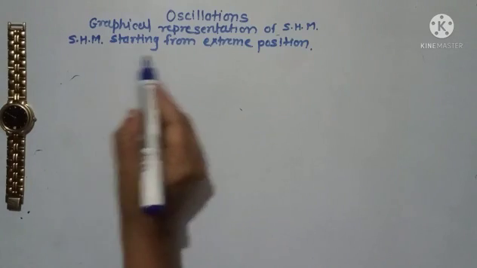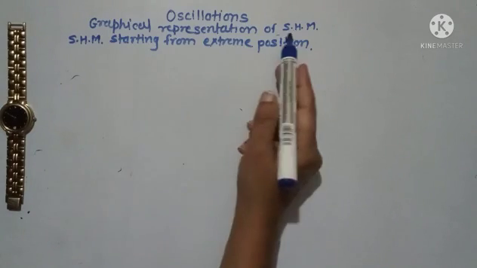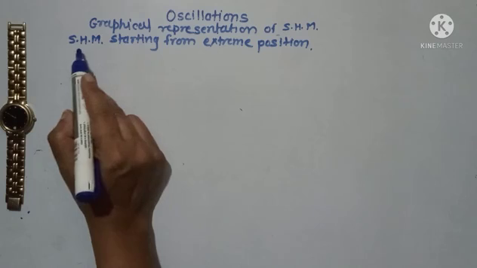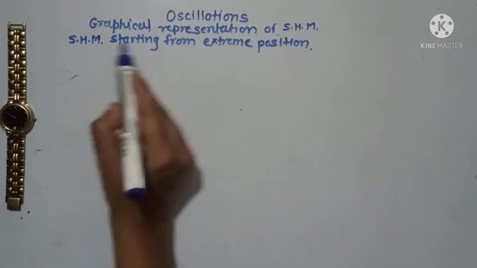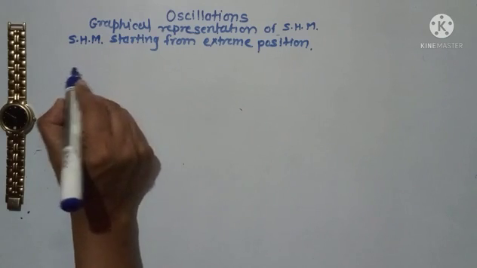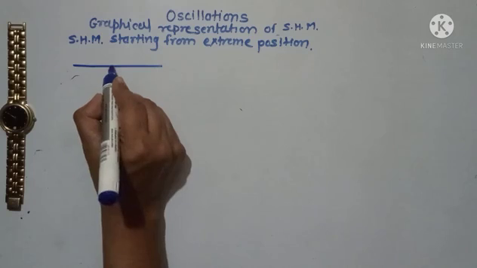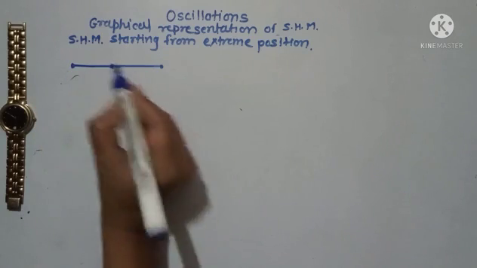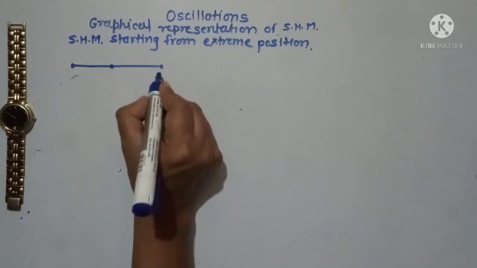So in last lecture we have seen the graphical representation of the S.H.M, which has started from the mean position, and in this lecture we are going to see the S.H.M which is starting from the extreme position. This is the representation of the S.H.M which is starting from the extreme position.